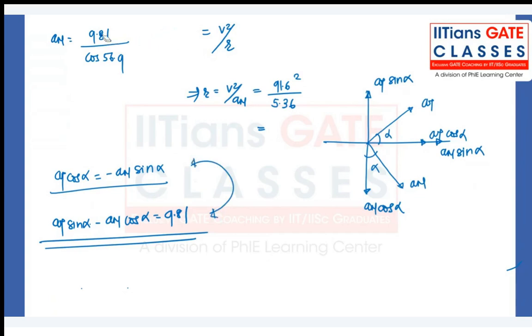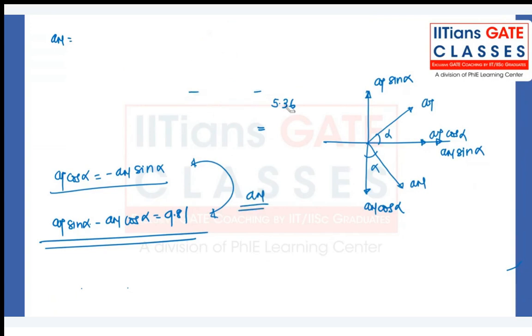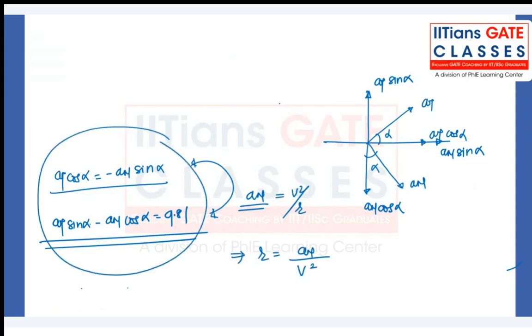Get the value of AN here and then equate it to V square by R. Just rub this part. And then tell me the value of R here. So after solving these two equations, what is the value of AT and AN? Anyone? Can you tell me, what is AT and AN?